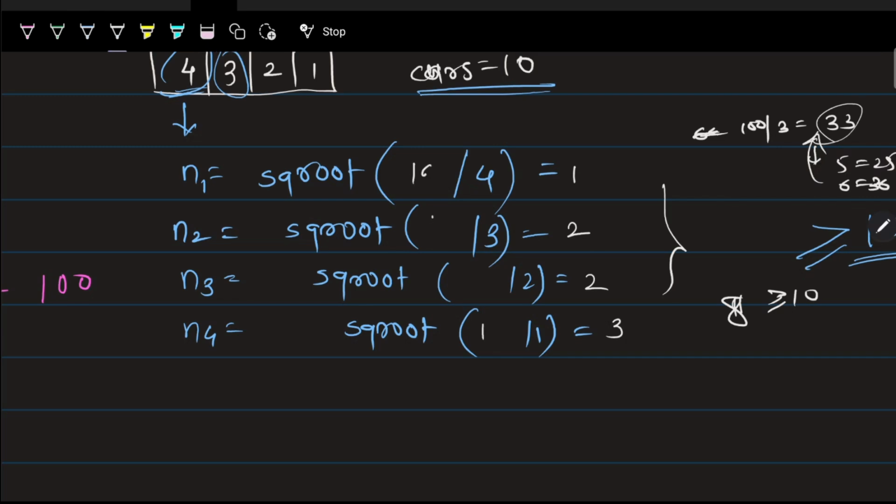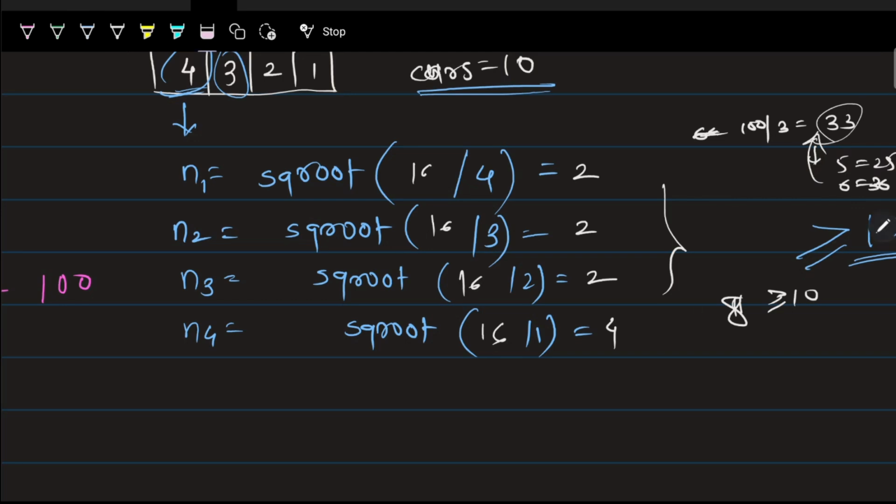So I will just say 16 by 4, 16 by 3, 16 by 2, 16 by 1, and these answers would be updated. Now tell me, 16 by 4, that is 4, square root of 4 is 2. 16 by 3, that is 5, square root of 5 is 2 only. 16 by 2, 8, square root of 8 would be 2. 16 by 1, that is 4. So 4 plus 2, that is 6, 6 plus 2, 8, 8 plus 2, 10.